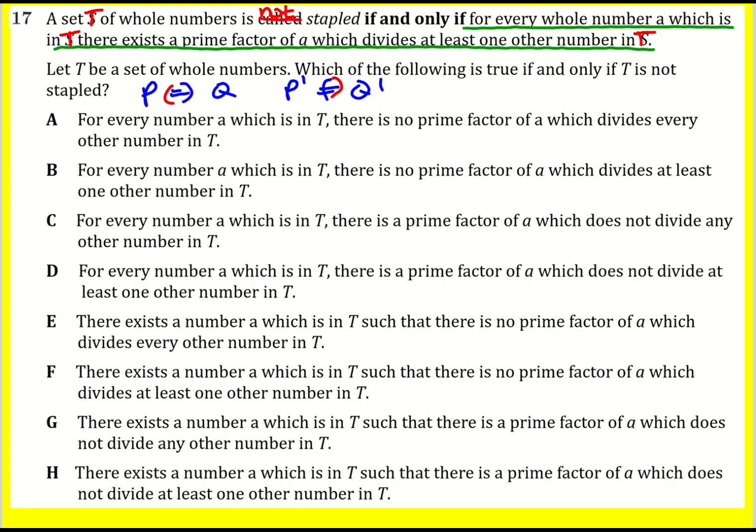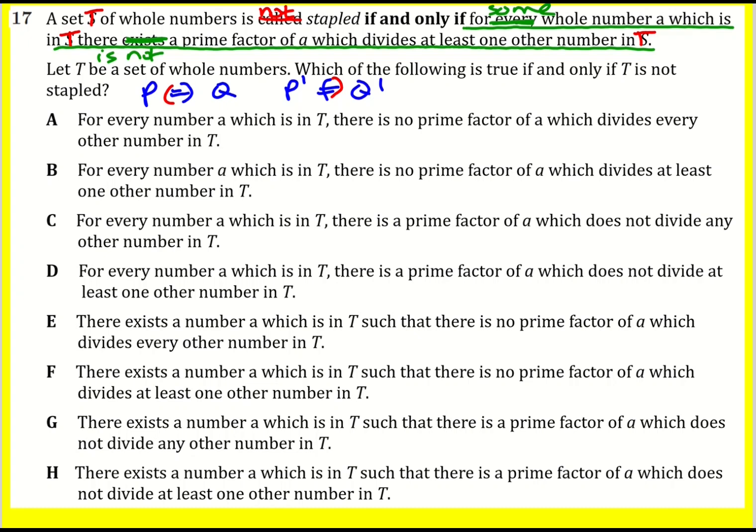What we essentially do is if it says for every, then we can negate that to say for some, because it means it's going to be for some whole number A, which is in T, there is not a prime number of A which divides. That is how I'm doing my negation. So set T of whole numbers is not stapled if and only if for some whole number A, which is in T, there is not a prime factor of A, because that is the opposite, or the negation, of what we had before, which divides at least one of the numbers in T.